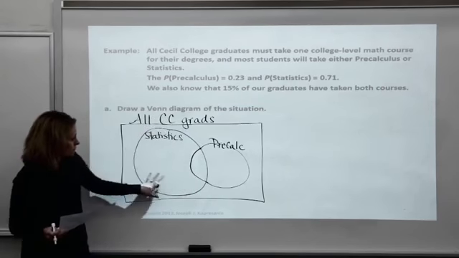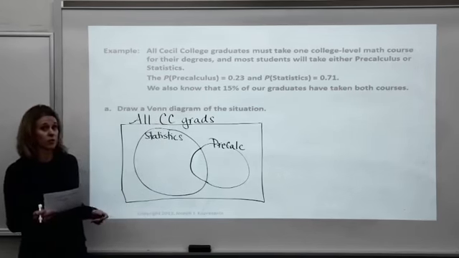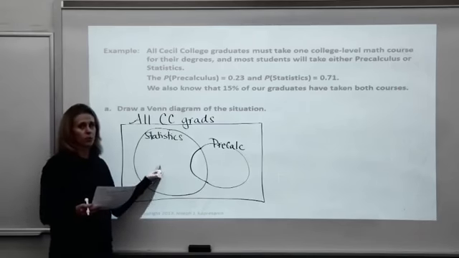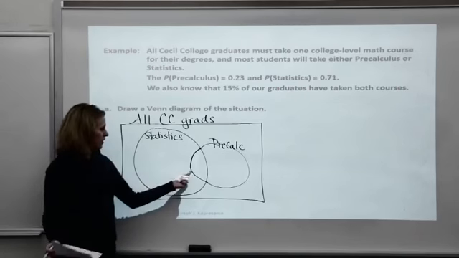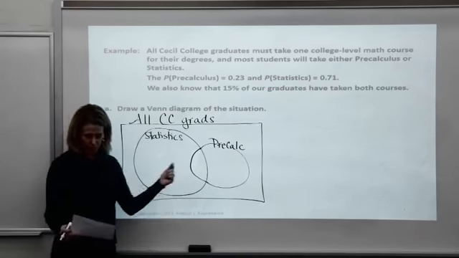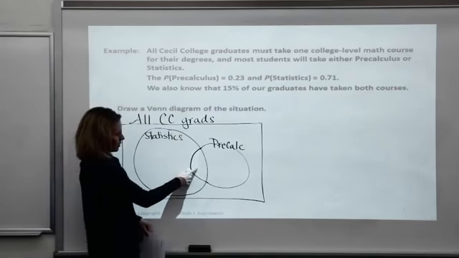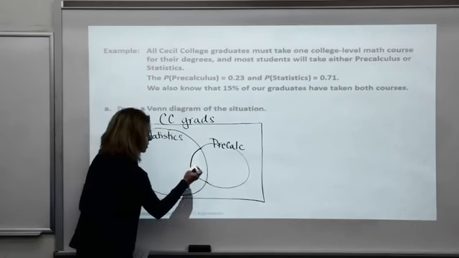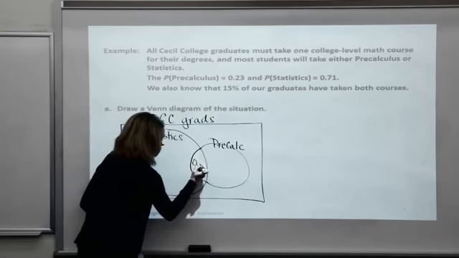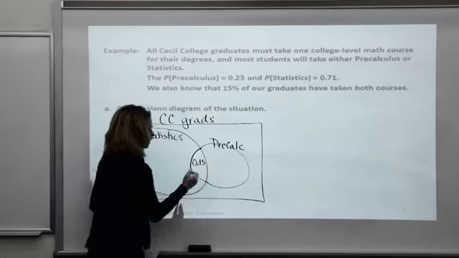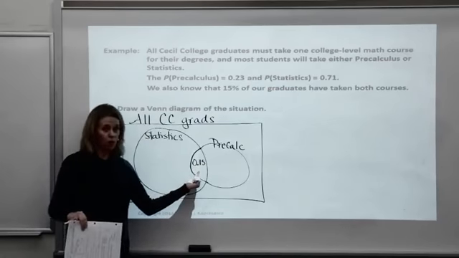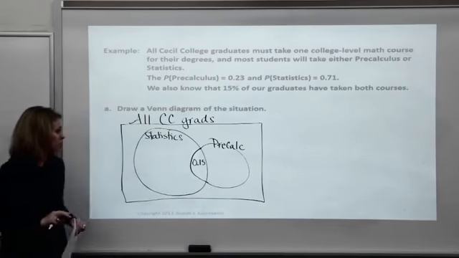The likelihood of taking statistics is 0.71. The probability of this entire circle has to be 0.71. I don't want to put 0.71 right here. If I did, I forgot to compensate for the students that are here. So always start in the middle when you can. These are the students that took both courses. 15% took both as a probability. That's 0.15, so that goes in the middle.